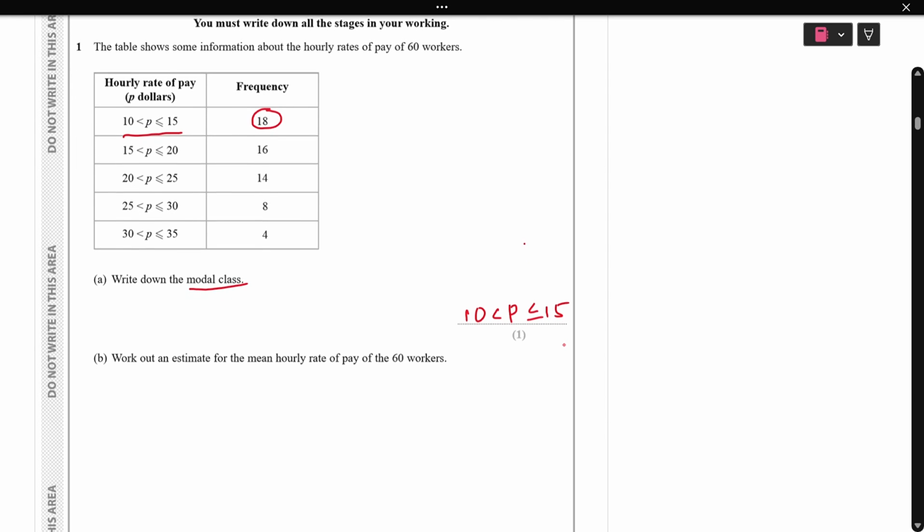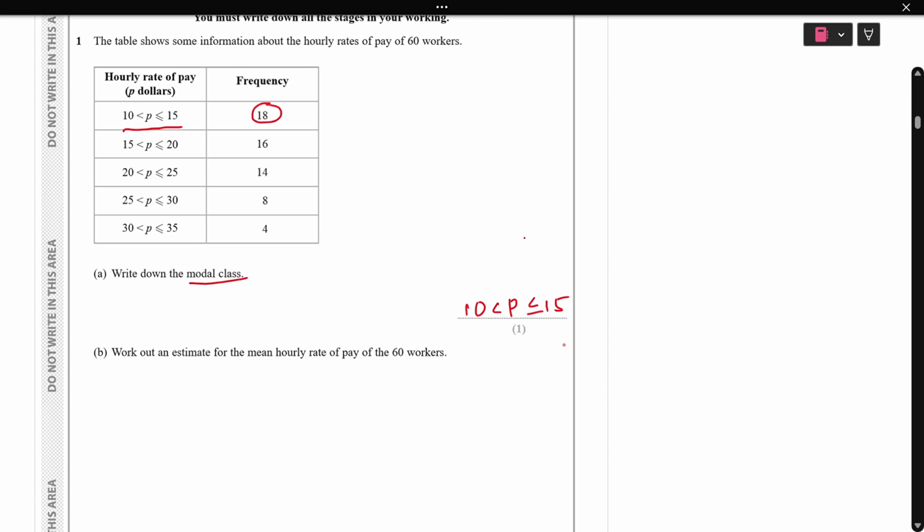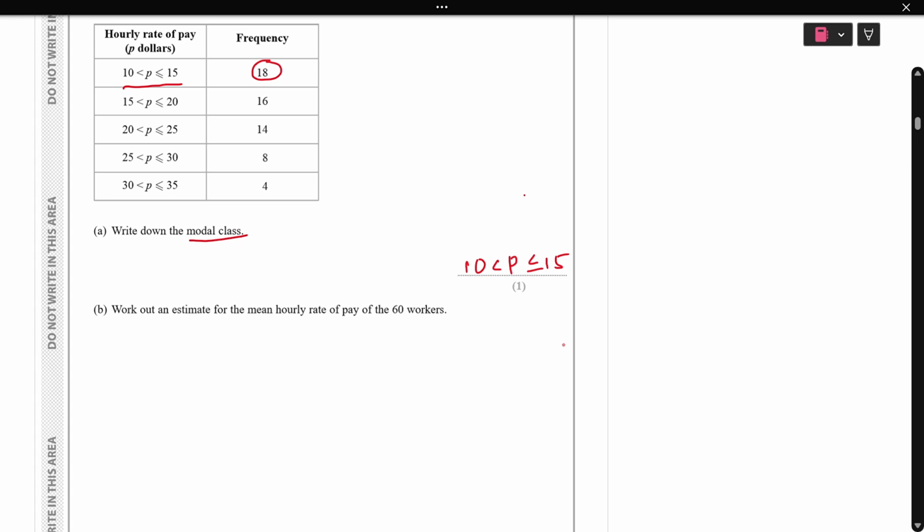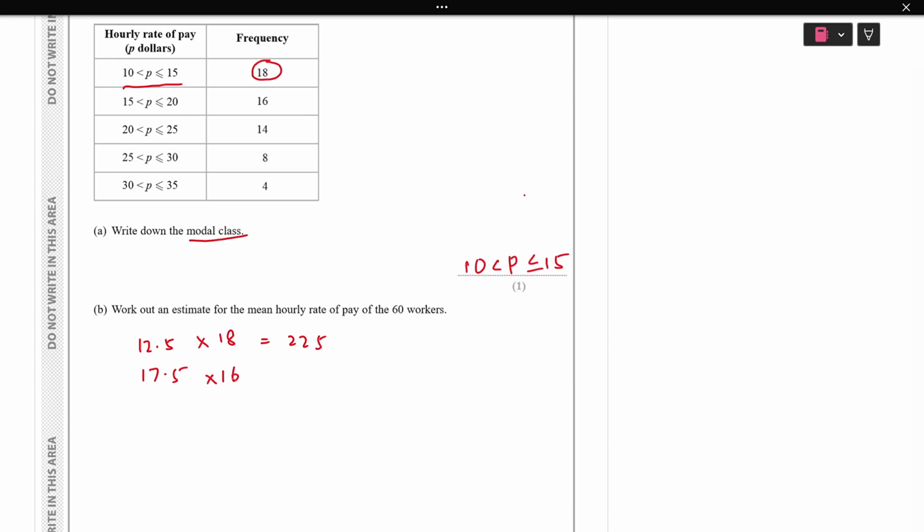Next, work out an estimate of the mean hourly rate. So we need to find the mean. We take the midpoint of each interval and multiply with the frequency. The first one, the midpoint of 10 and 15 is 12.5. 12.5 times 18 equals 225. Next, 17.5 times 16, which is 280.